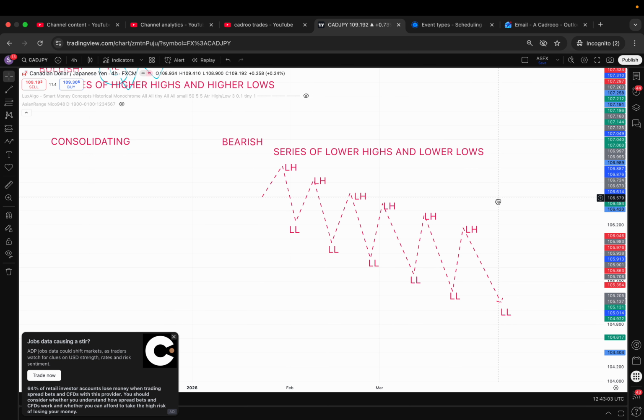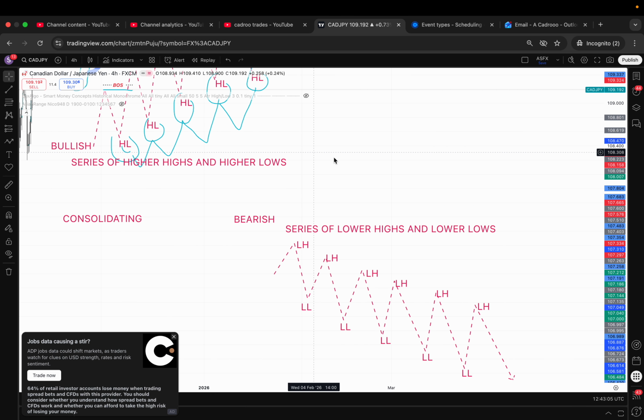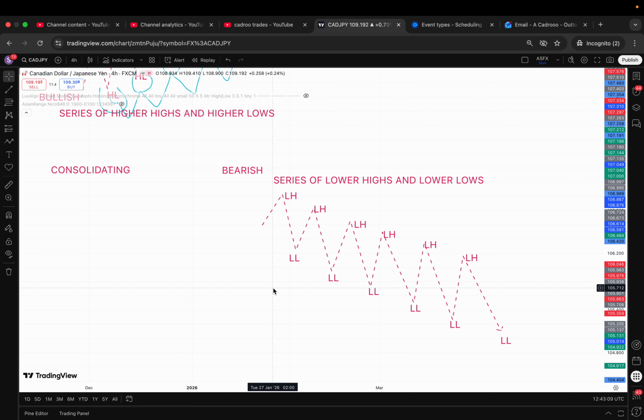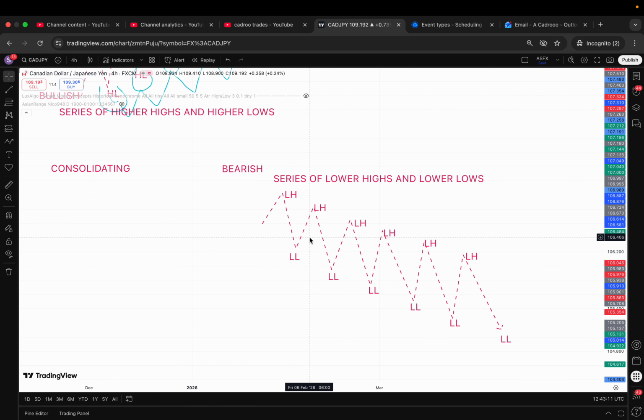So this is the downtrend and this is the uptrend. In simple terms, guys, a bearish market is identified by a series of lower highs and lower lows. A bearish market is when price is continuously breaking structure to the downside, meaning it's creating a sequence of lower highs and lower lows, which means sellers are in control. It's as simple as that, guys.